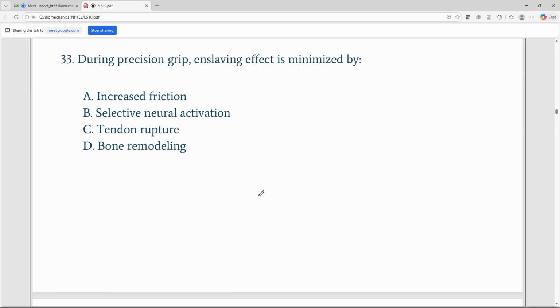Next question. During precision grip, the enslaving effect is minimized by which among the following? Options are: option A, increased friction; option B, selective neural activation; option C, tendon rupture; option D, bone remodeling.